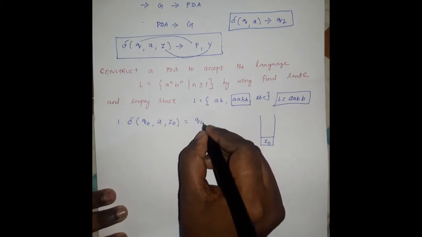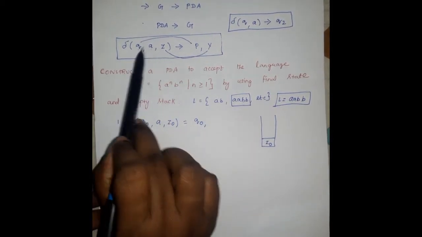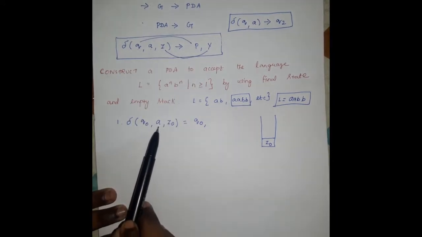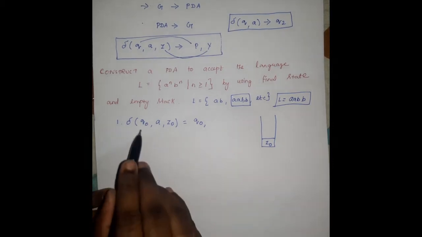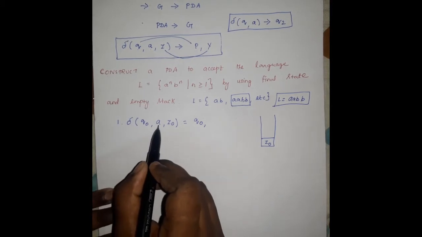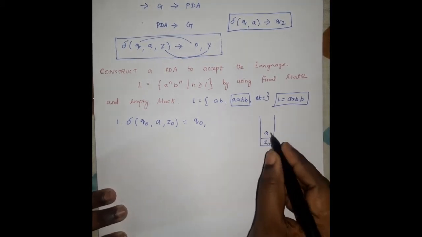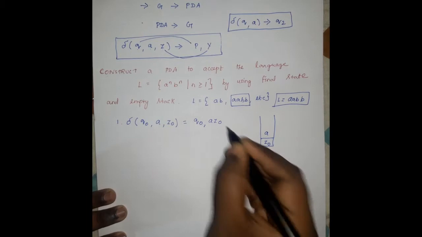So the next state is q0, because in the transition function the current state reads the input symbol and goes to the next state. But here q0 reads a, and since no operations were performed previously, q0 remains in the same state. After reading the input symbol a, the stack has a on top of the Z0 stack element. So now the stack elements are a, Z0.